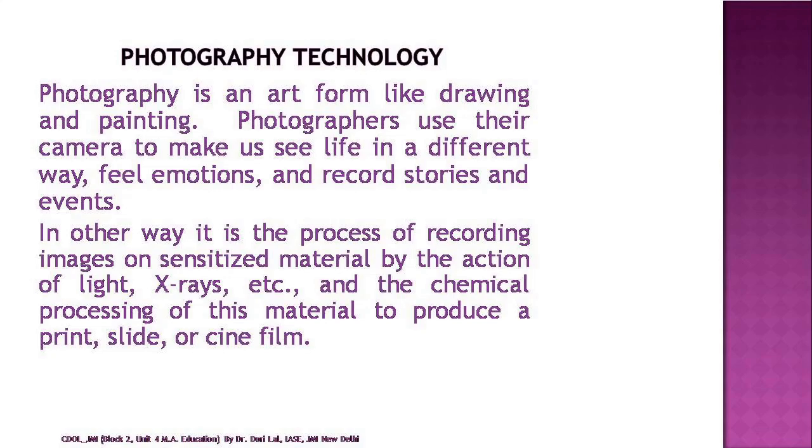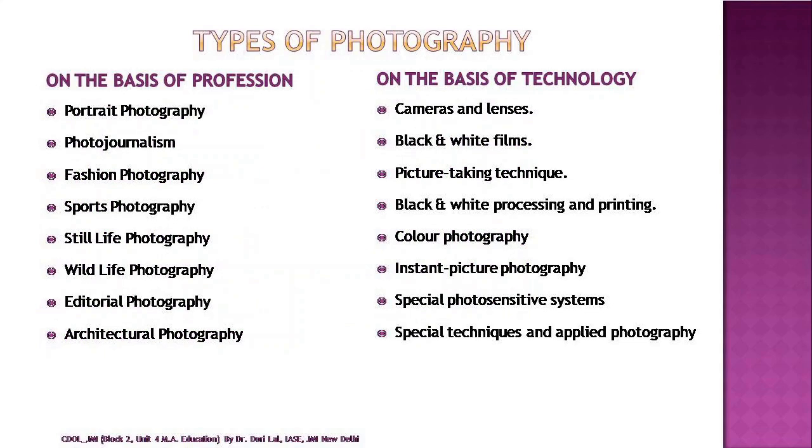Now we move forward towards types of photography. There are various types of photography in use at present. They are categorized in two ways. First one is on the basis of profession, which includes portrait photography, photojournalism, fashion photography, sports photography, still life photography, wildlife photography, editorial photography, architectural photography. Second one is on the basis of technology, which includes camera and lenses, black and white films, picture taking techniques, black and white processing and printing, color photography, instant picture photography, special photosensitive systems, special techniques.